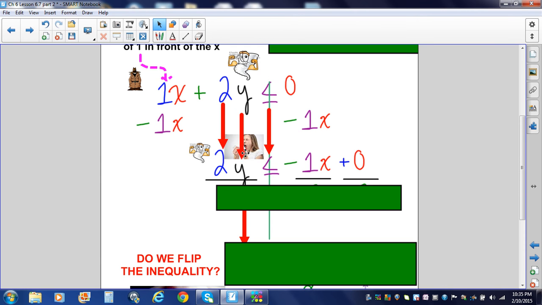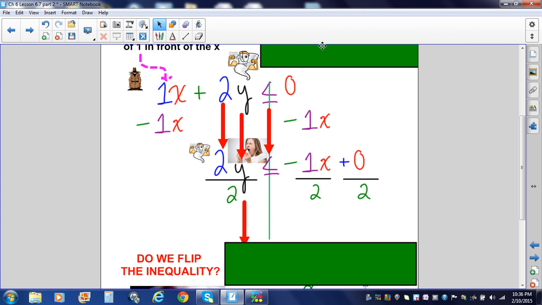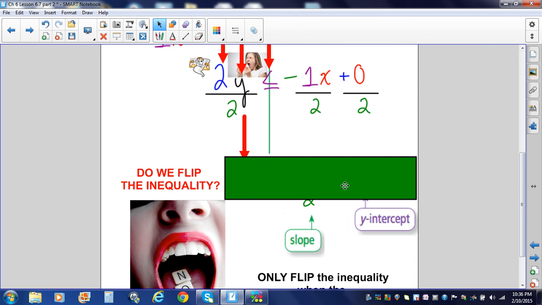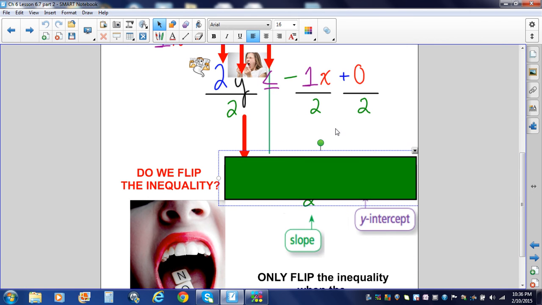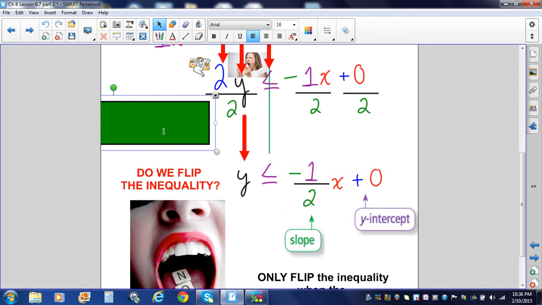Remember that y has a nasty cold, and 2 doesn't want to be anywhere near that nasty cold. So we do the inverse operation and divide every term by positive 2. When we do that, we get y ≤ -1/2 x + 0. 0 divided by anything is 0. That's the 0 property.